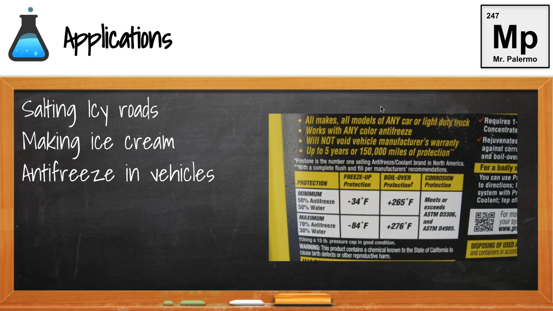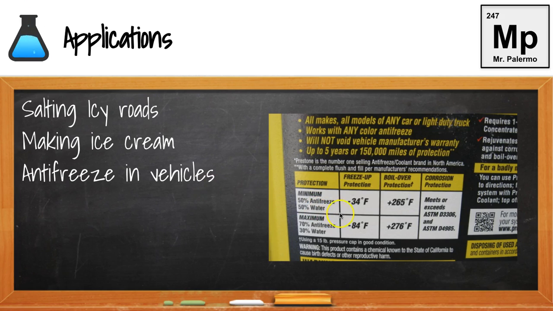So what are some applications of colligative properties? Well, we know about salting our icy roads. That decreases the freezing point. Same thing for making ice cream. And something called antifreeze in our vehicles. We'll put it in the radiator in our cars. That is also going to decrease the freezing point.